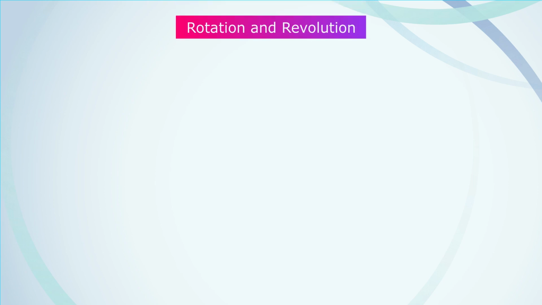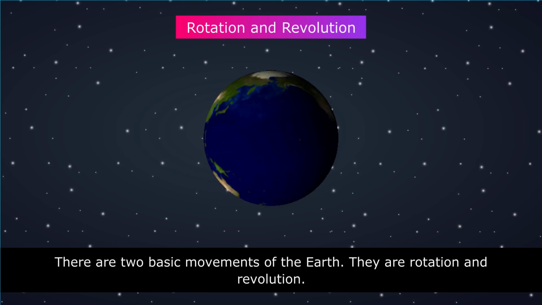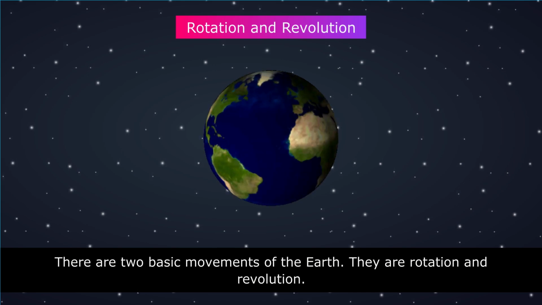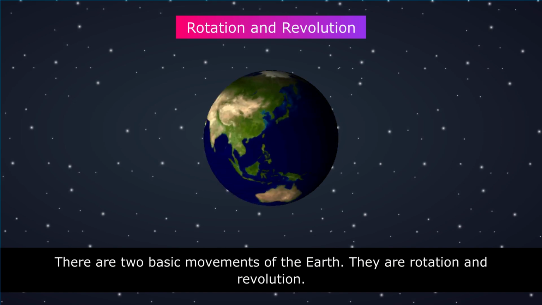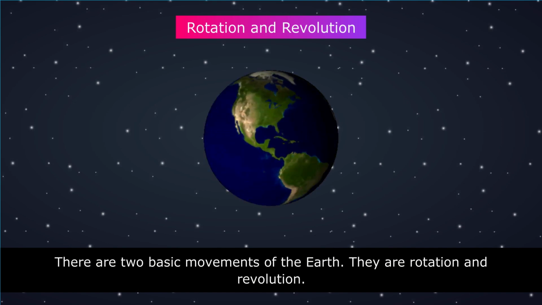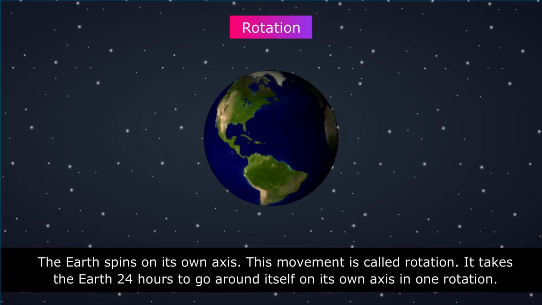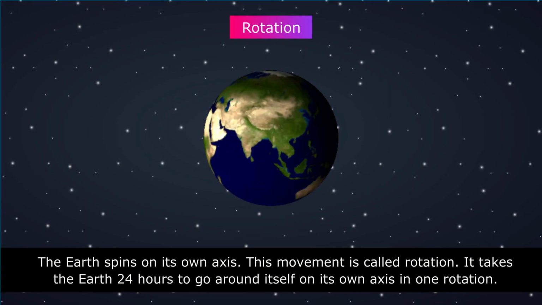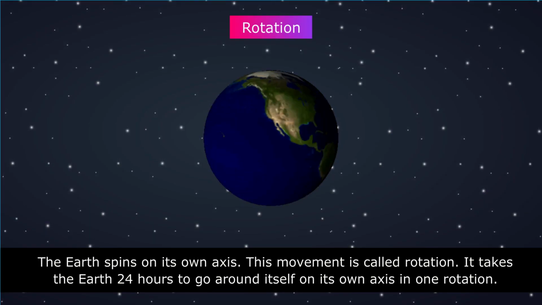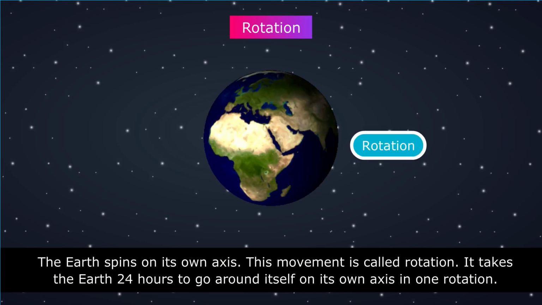Rotation and revolution. There are two basic movements of the Earth. They are rotation and revolution. Rotation. The Earth spins on its own axis. This movement is called rotation.